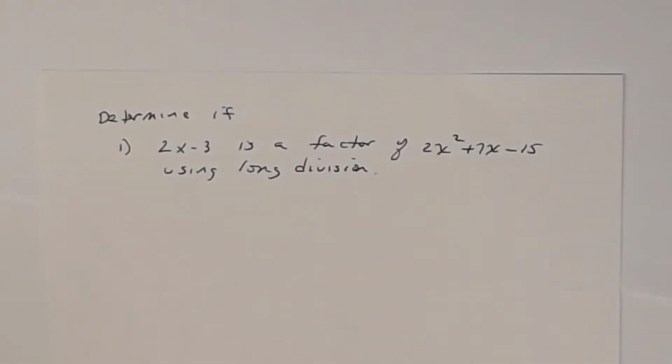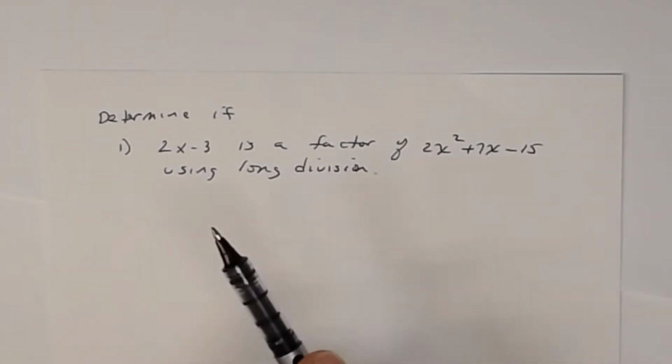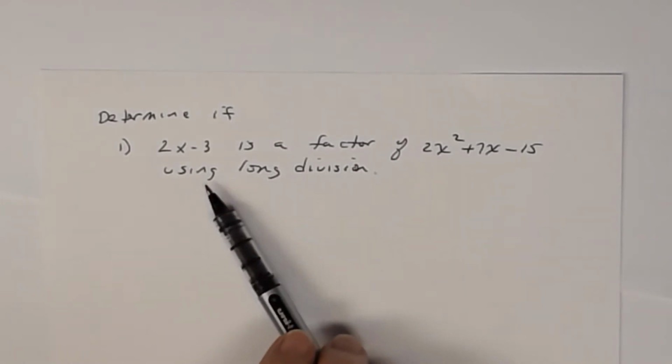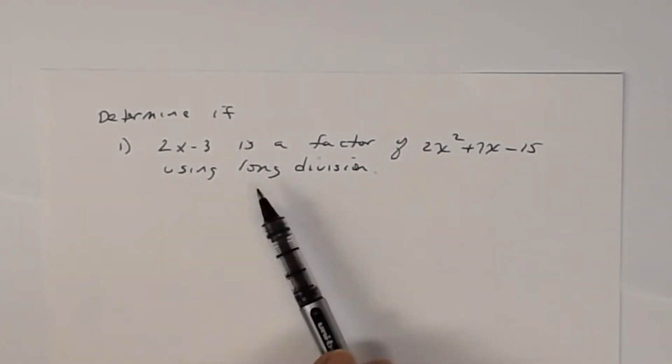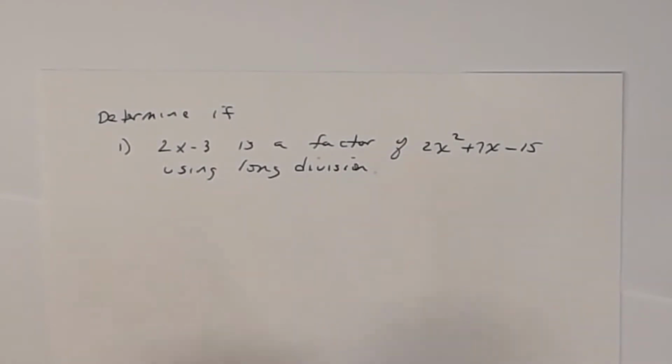The first example is determine if the polynomial 2x minus 3 is a factor of the polynomial 2x squared plus 7x minus 15 using long division. It's very important you follow directions. The directions indicated to use long division, so you must use long division. So let's go ahead and use long division.